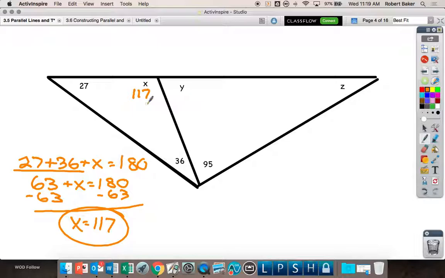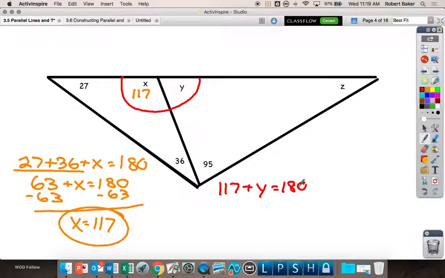Just do y, because then we can subtract 117 from 180. So again, we use this definition of a linear pair and say that 117 and y have to make 180 together. So 117 plus y equals 180.